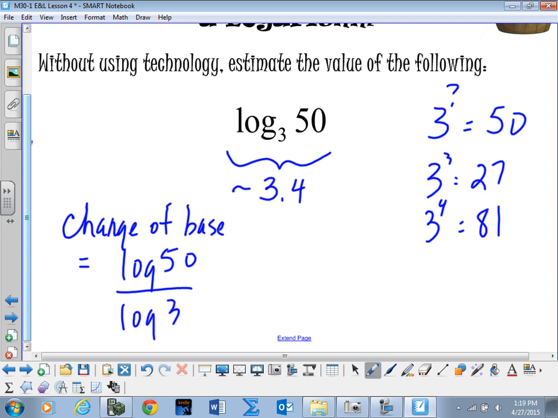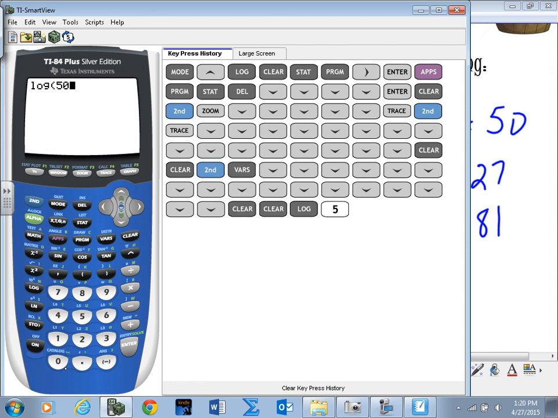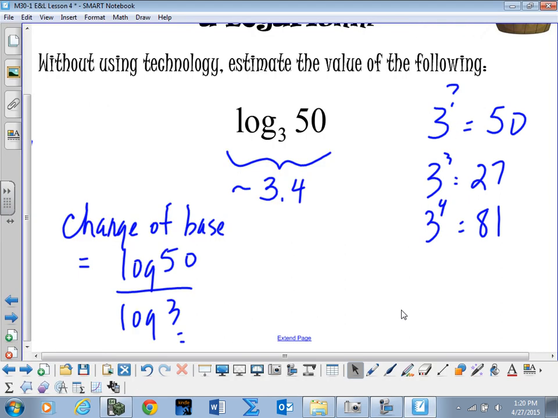I type it into my calculator as log 50 divided by log 3. So the 3, the denominator, is the base of the original. So log 50 over log 3 will look like: log 50, close the bracket, divided by log 3, and that equals 3.56. So my estimate was a little bit off there, but pretty close. 3.56.